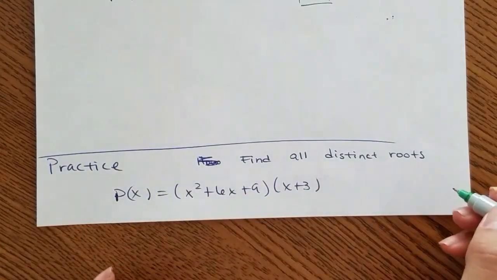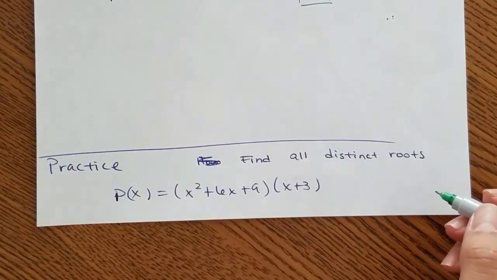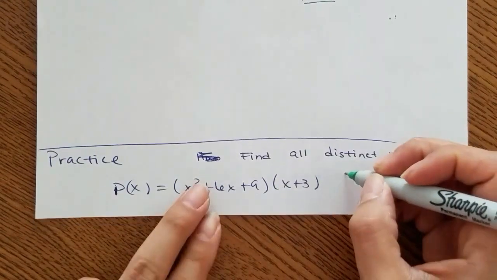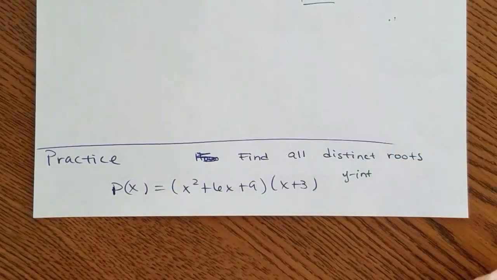Find all the distinct roots, so real and imaginary, and then also find the y-intercept here. Okay. I feel like this shouldn't be too hard for you to do.